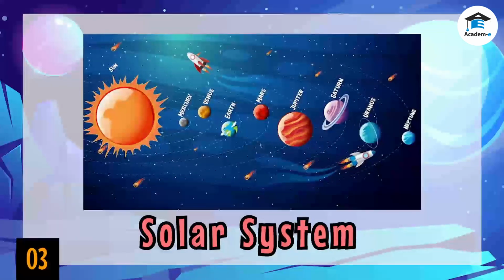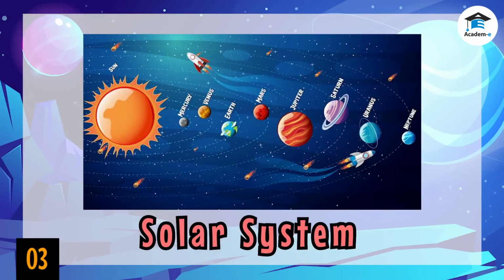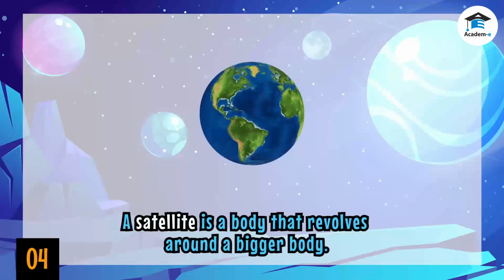The solar system consists of the Sun and any astronomical objects that orbit it, such as the 8 planets and their natural satellites, asteroids, comets, meteoroids, and other objects. A satellite is a body that revolves around a bigger body.